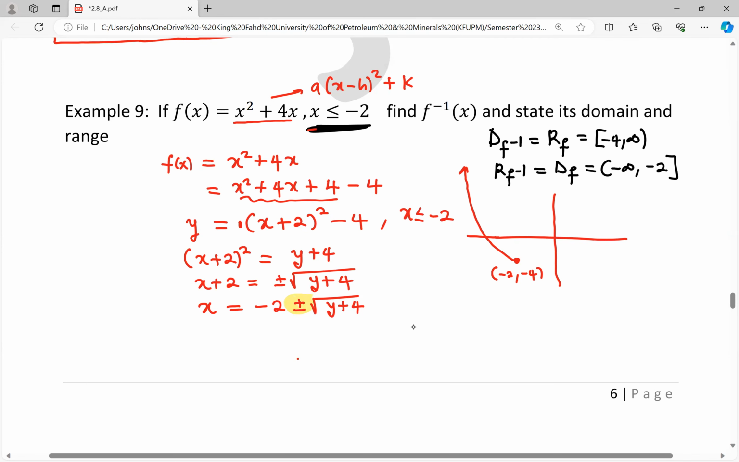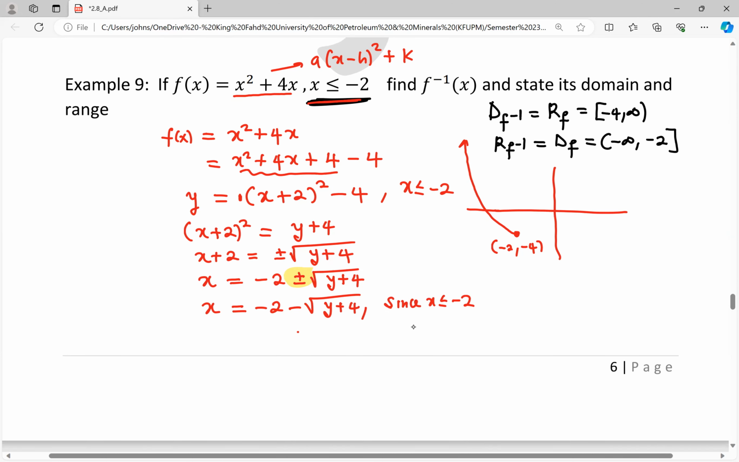What is the condition? x is less than or equal to -2. So if x has to be less than or equal to -2, it means we have to use what? We cannot use plus, because if you add, you have -2. If you have x equal to -2, if you add anything positive to -2, for example, if you add 1, it becomes -1, which is no longer less than -2. So for that reason, it means we have to take the negative one. So we have -2 minus the root of y plus 4, since our x is less than or equal to -2.